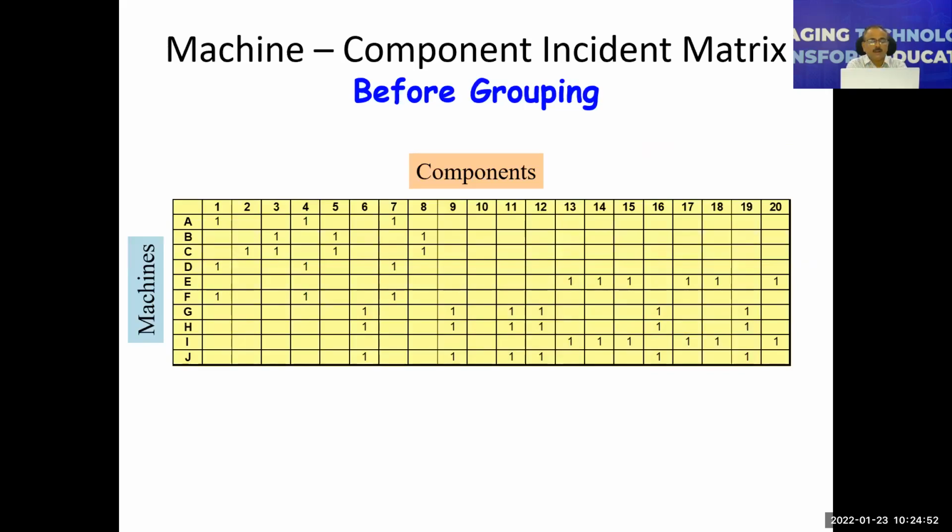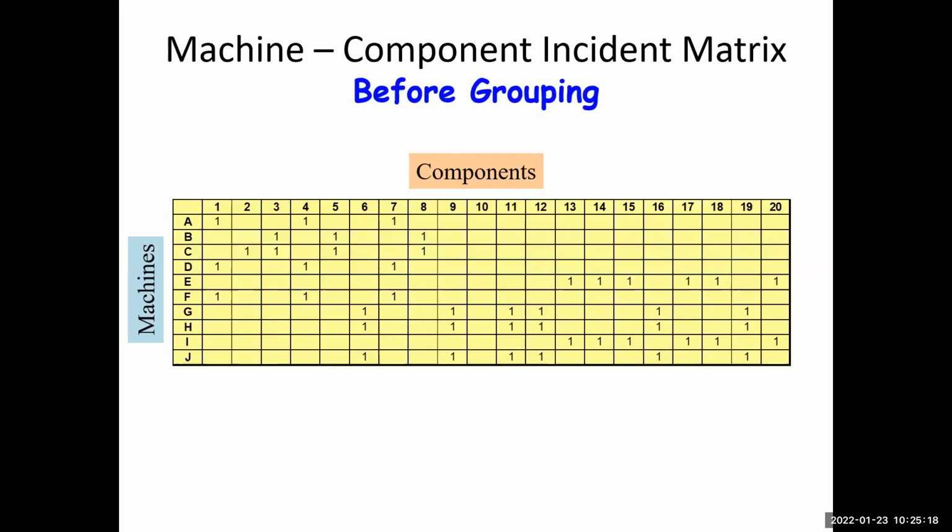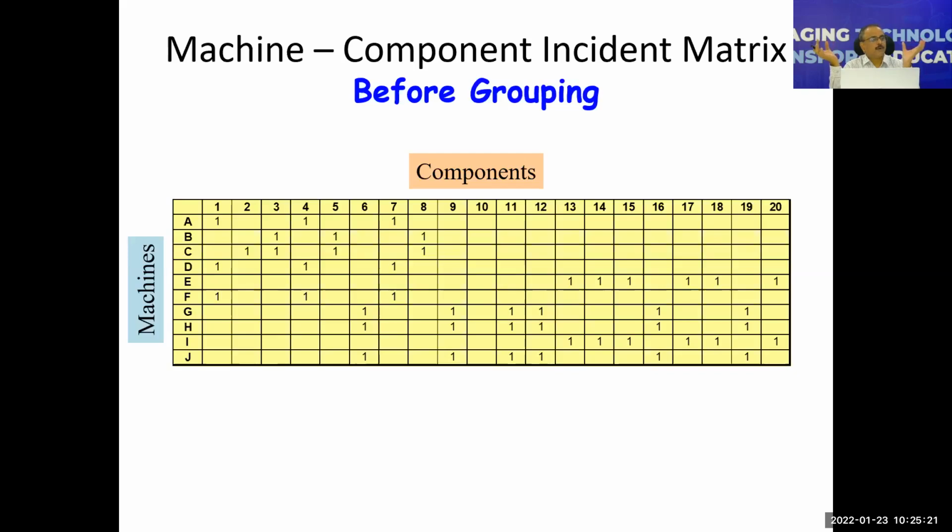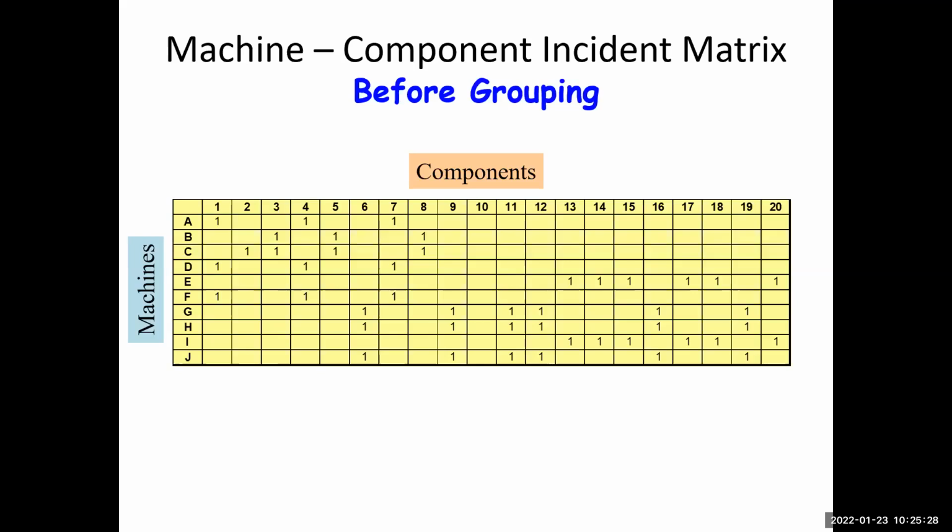For example, here, component 1 needs to be processed on machines A, D, and F. Each machine is a different machine, so it may be a different kind of processing operation. Similarly, component 2 needs processing on machine C only. Component 3 needs machines B and C. So all these different components need different machine requirements. Based on this, now we can form a family.